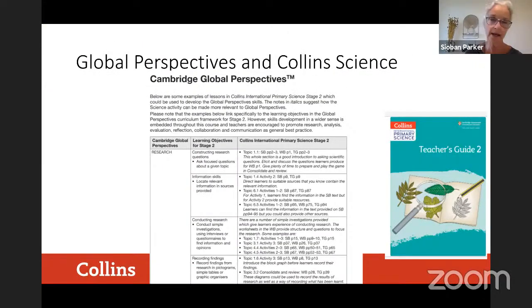Now, a quick word about global perspectives and Collins science. Global perspectives, if you teach it, or if you're new to it, is a separate program. And within global perspectives, there are skills that are developed, such as research, analysis, evaluation, reflection, and collaboration. These are relevant to every student in the modern world. So it's not just in the Cambridge curriculum, but these skills can be applied in learners' everyday lives. And you'll see also that these skills are embedded within the science curriculum too.